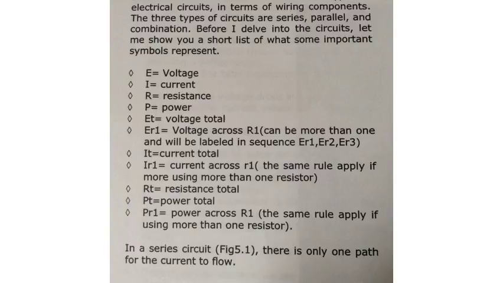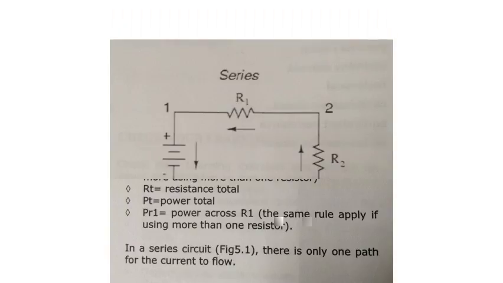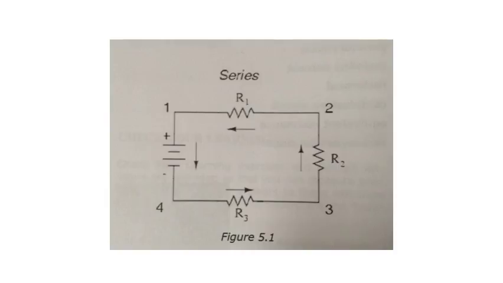In a series circuit, figure 5.1, there is only one path for the current to flow. In a series circuit, there are certain rules you must adhere to. These rules will help you understand the circuit better. They will also make troubleshooting a lot easier. Refer to figure 5.2 on the next page when reviewing these rules.